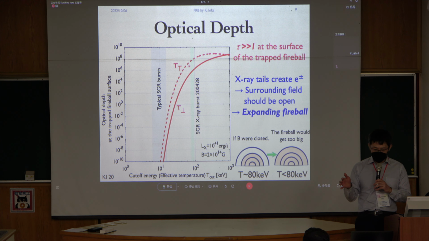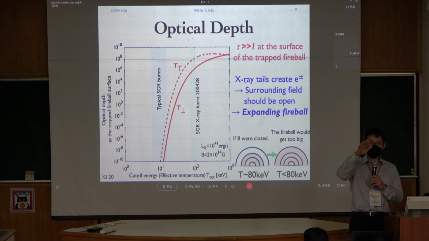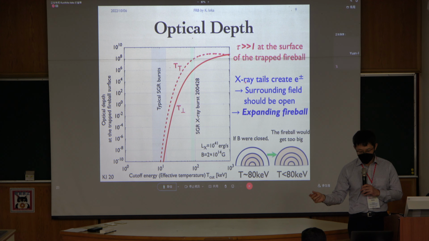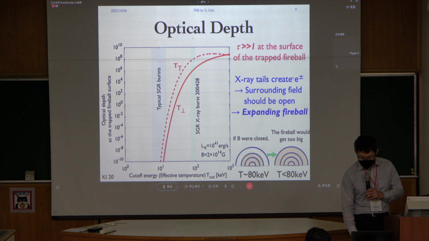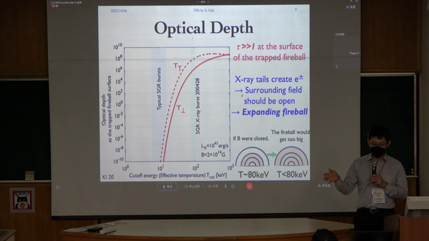This means that the X-ray from the trapped surface creates e+/e- outside the fireball. So this means that e+/e- is created by the X-ray tail. Usually the spectrum has a tail, and some photons are very high energy, and high energy photons can create e+/e-. And so then we can conclude that the magnetic field surrounding the trapped fireball should be open field.